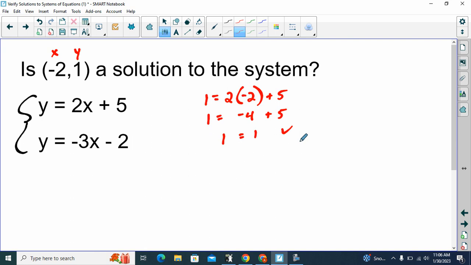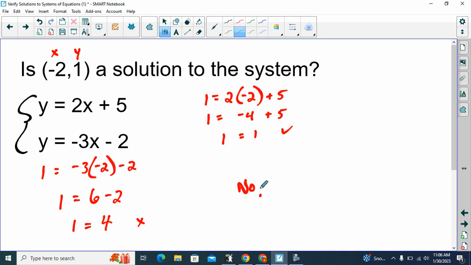Just because it works in the first one does not make it a solution. We have to check both. So I'm going to the second equation. I'm putting 1 in for my y and negative 2 in for my x. Negative times negative is positive. 3 times 2 is 6. 6 minus 2, that's 4. 4 is not equal to 1. So I have it working in the first equation, but not in the second. It has to work in all of them to be a solution. This is not a solution.